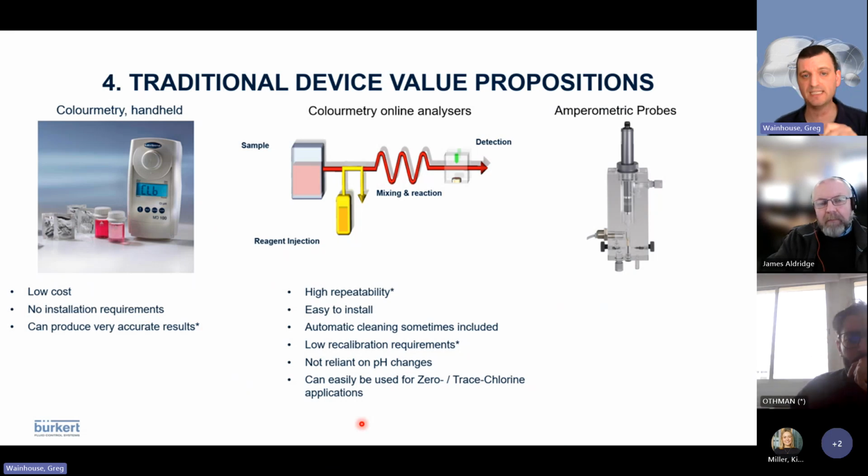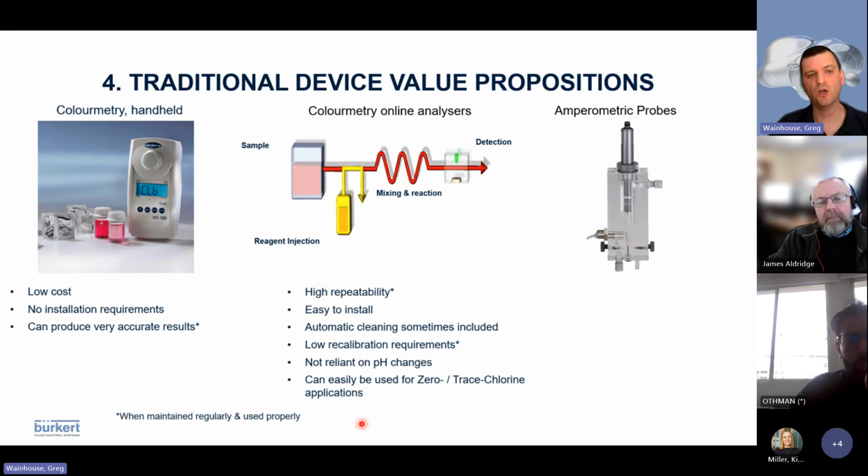Quite often, you just need to give them a sample line and a drain line, provide them with some power, switch them on, and then set them up with the transmitter, the controller that's embedded in the system. They quite often come with automatic cleaning systems as well. They generally tend to have low recalibration requirements, and quite often there is a recalibration system on board. They're also not reliant on pH changes. They can also be used for zero or trace chlorine applications, downstream of something like a carbon filter or a UV removal system.